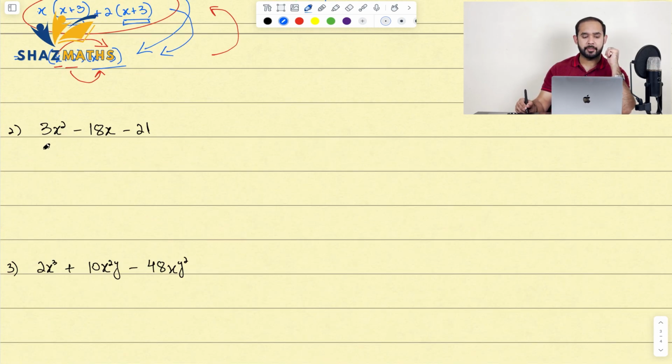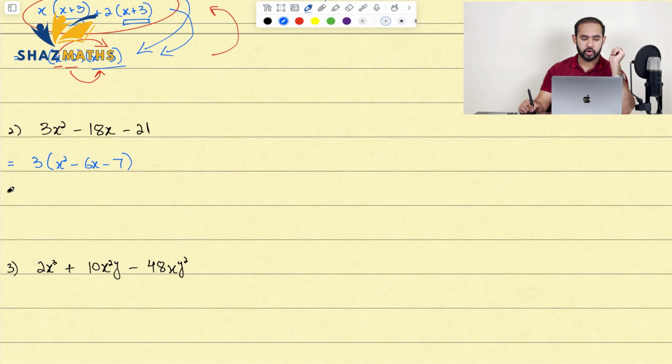So in this second example, we have to factorize 3x squared minus 18x minus 21. The very first step should be, we will take out the common term, and then we will see if the terms are arranged in descending power of x. Okay, so I can see in all of these 3 terms, I can take 3 as common, and I will be left with x squared minus 6x minus 7 inside the bracket.